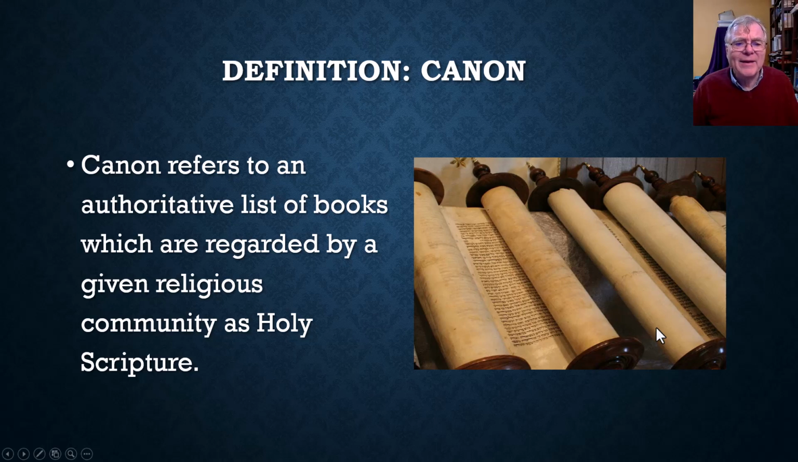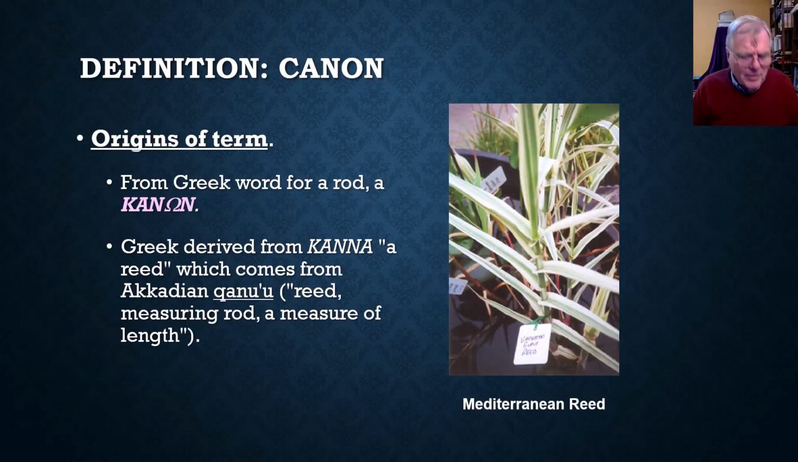First of all, what is the canon? The canon refers to an authoritative list of books which are regarded by a given religious community as Holy Scripture. Now, the origin of the word canon goes back to the Greek word for rod, kanon. The Greek itself was actually derived from kana, a reed, which comes from an Akkadian word, kanu'u, a reed or measuring rod, or a measure of a length. You can see a Mediterranean reed pictured here.